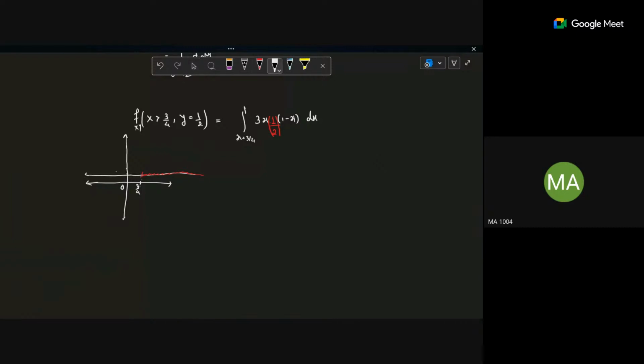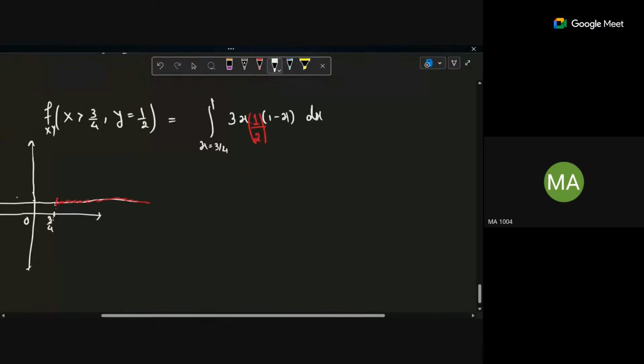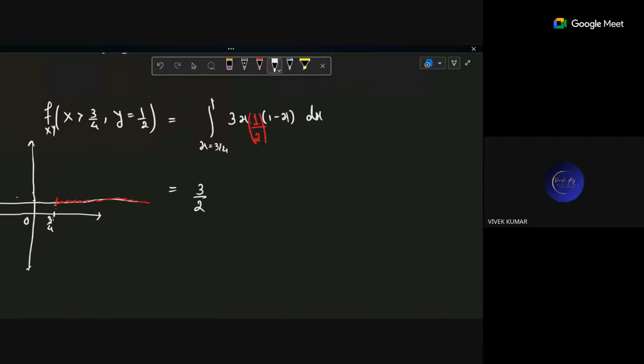Okay. So now, how to proceed with this? How to integrate? This is just 3 by 4 to 1, 3 by 4 to 1, and integrate that function.